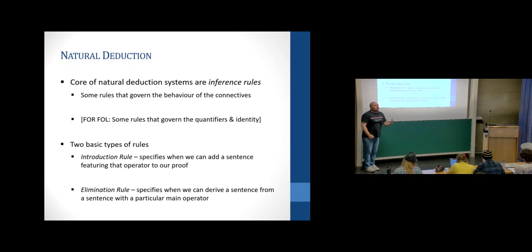So really, introduction rules give us new complex sentences. Elimination rules let us use complex sentences to do something. If you like, these are better kind of thought of as exploitation rules. We're going to exploit the connective to do something. Every rule I'm going to teach you is going to be one of these two. So far, so good?